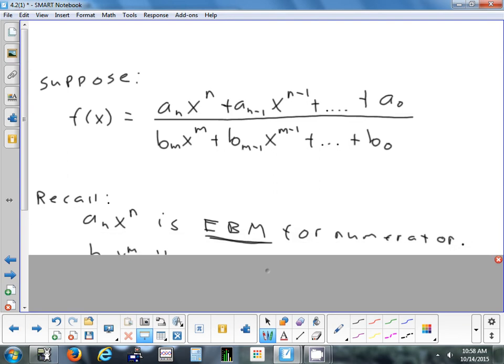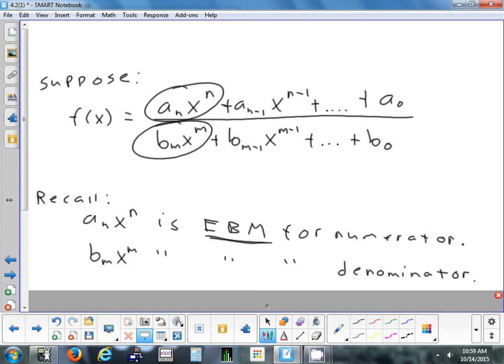Okay, we talked, I think it was last week, about the EBM, or the end behavior model. Okay, to find an end behavior model, all you have to do is look at the term with the highest exponent. That's the term that controls everything. All the other terms might cause little twists and turns, but that's what's going to control the behavior of the top. That's what's going to control the behavior of the bottom.